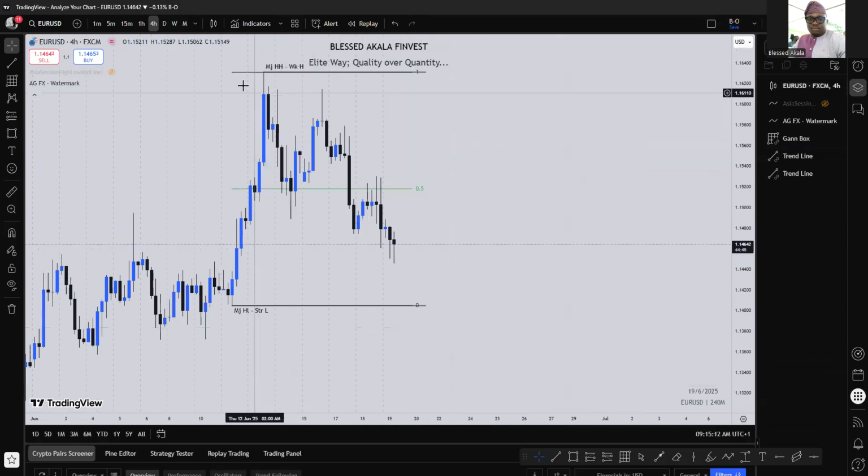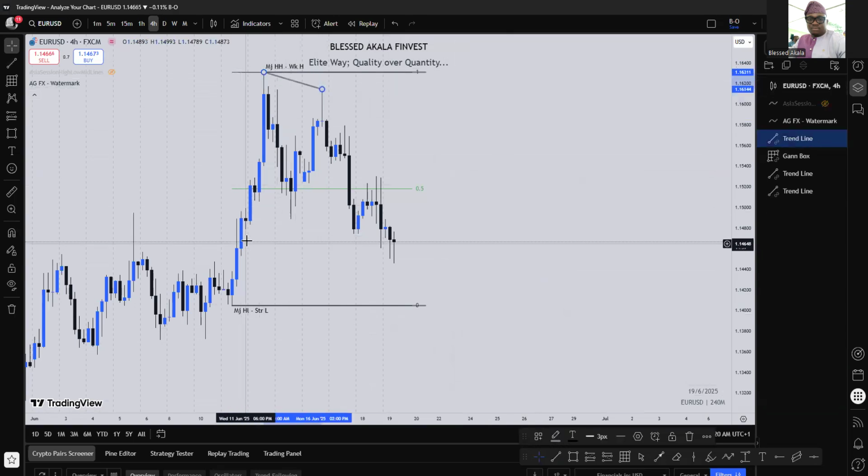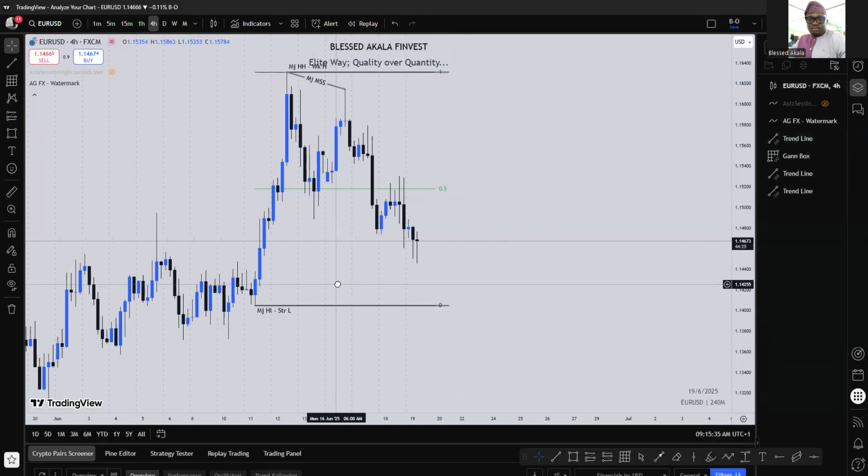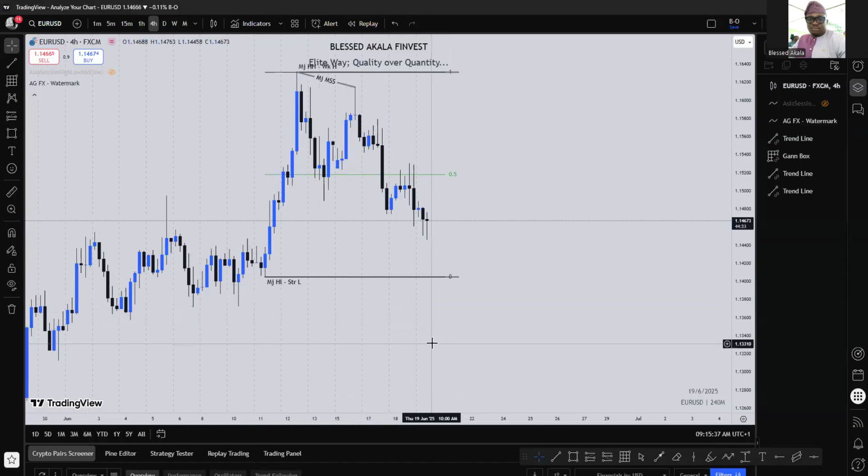But from what we are seeing here, or even on higher time frame, we have a shift in the market. The first leg that is supposed to take the price higher stopped midway, and it gives us a very big rejection on that particular leg. So which gives us a major MSS. That's a major market structure shift.